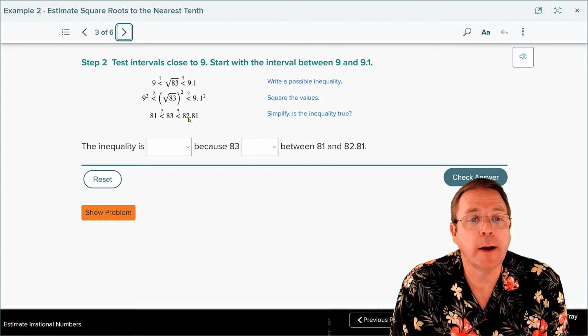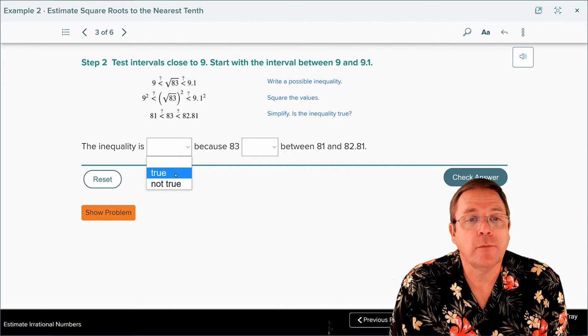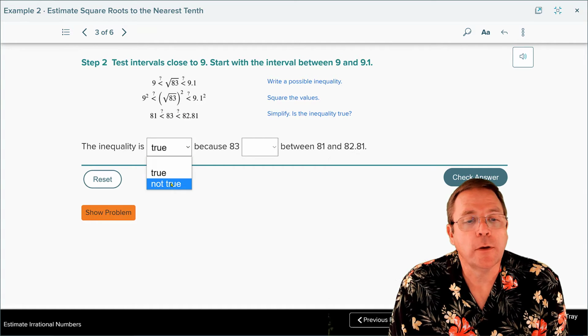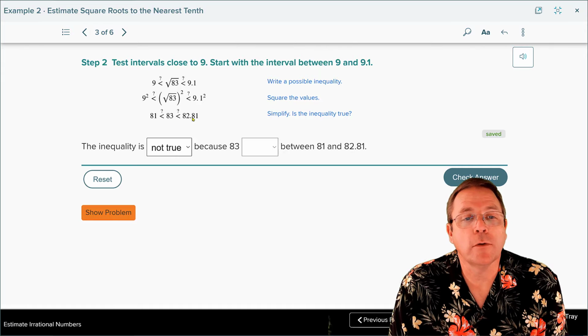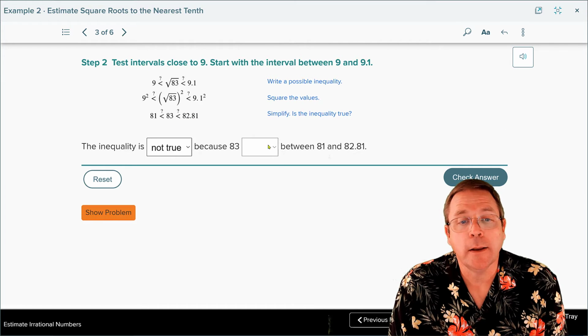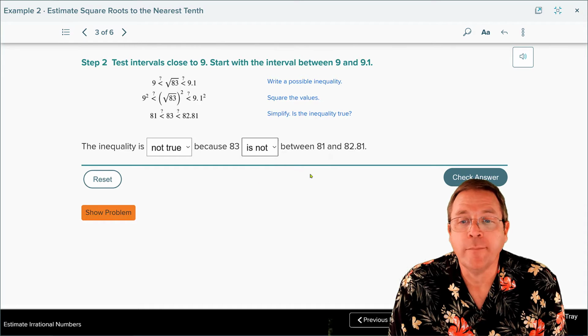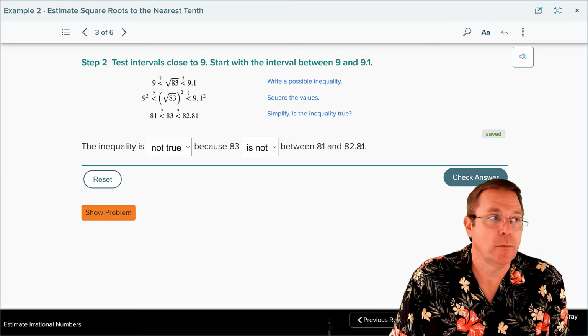So with that in mind, is 83 going to be closer to 81, or is 83 going to be closer to 82.81? First off, the inequality is true still. The square root of 83 is going to fall in between them. Actually, hold on. Is it? It's not true, because 83 is greater than 82.81. So right there, the inequality is not true because 83 is not between 81 and 82.81.